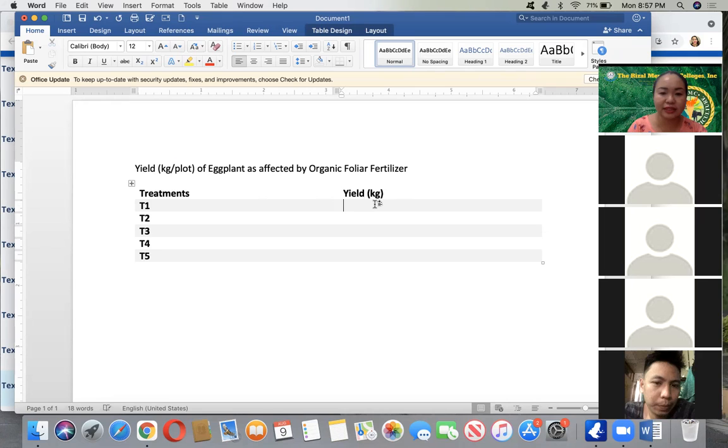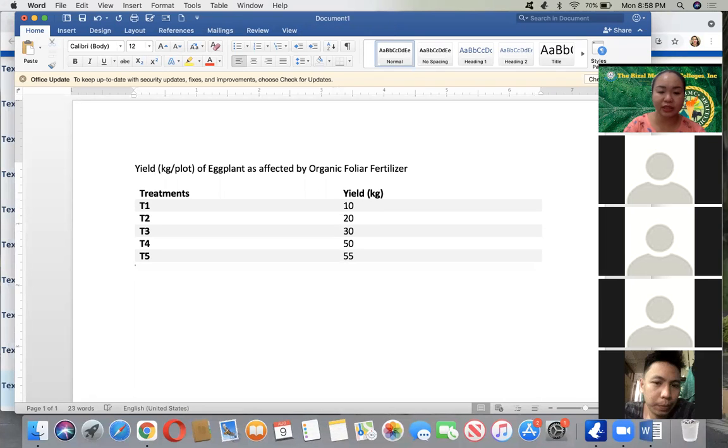Per plot. So let's say your plot is 10 by 10, so you have 100 square meters or whatever. Let's just say you have 10 kilograms in treatment 1, and then 20, and here is 30, and here is 50, and this one, let's say 55. So this is now the table. It's that easy. And this is ANOVA, no?